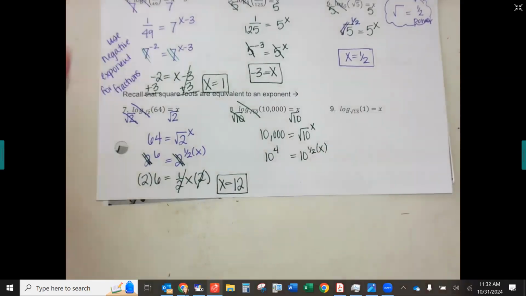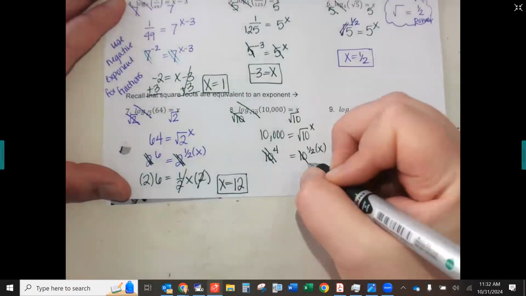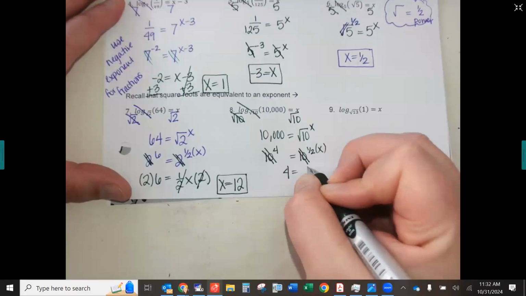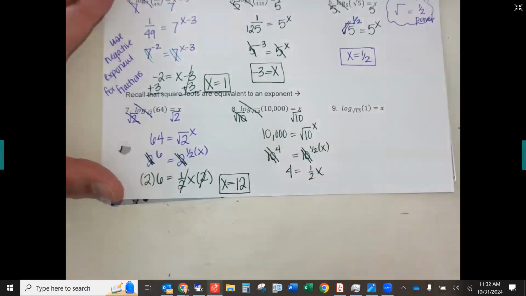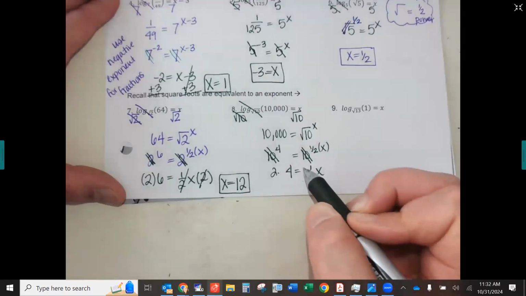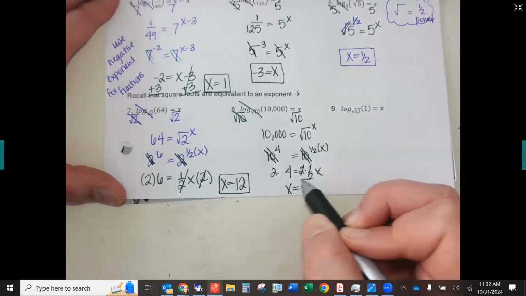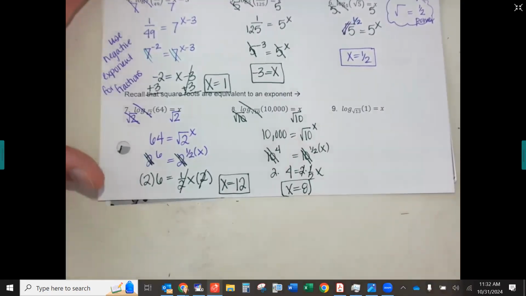Okay, so it's 10 to the 4 equals 10 to the 1/2 x, and I can cross those 10's out. And I have 4 equals 1/2 of x. How do we undo a 1/2 or a divide by 2? Multiply by 2, very good. So I have x equals 2 times 4 is 8. All right, number 9's kind of same old stuff, so let's turn the page.